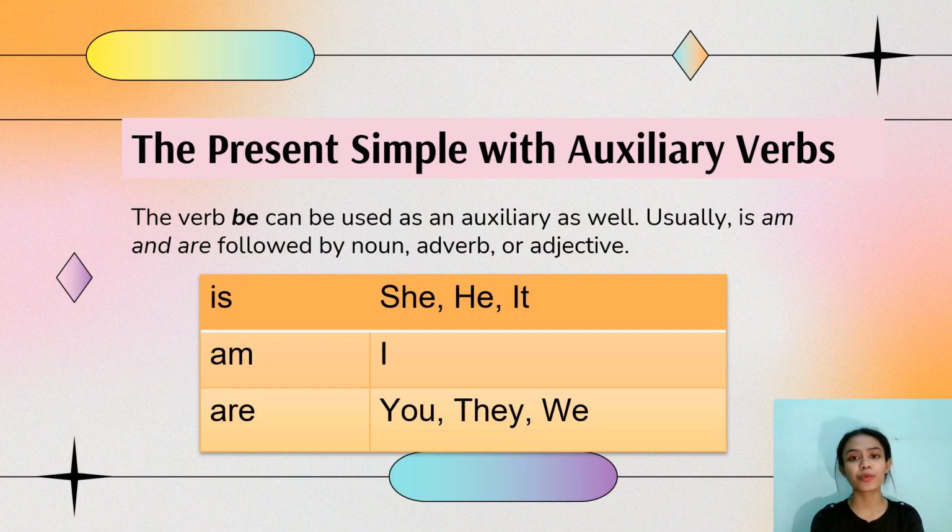Next, the present simple with auxiliary verbs. The verb to be can be used as an auxiliary as well. Usually it is followed by a noun, adverb, or adjective. Is is for the subject she, he, it. Am is for the subject I. Are is for the subjects you, they, and we.